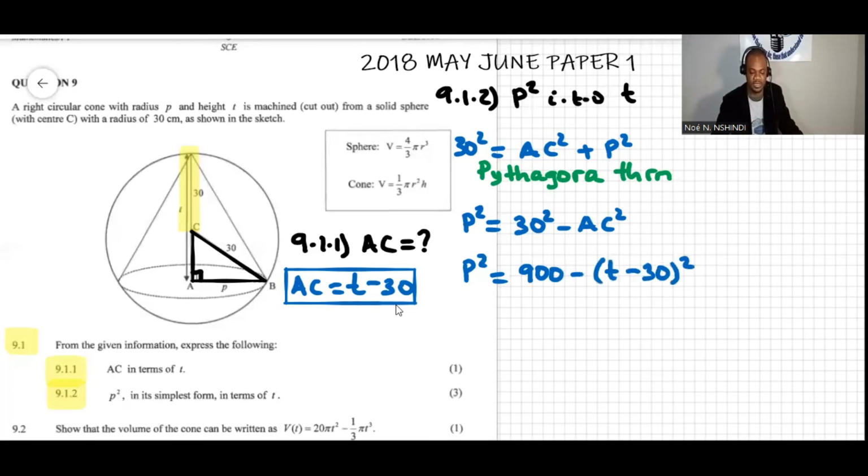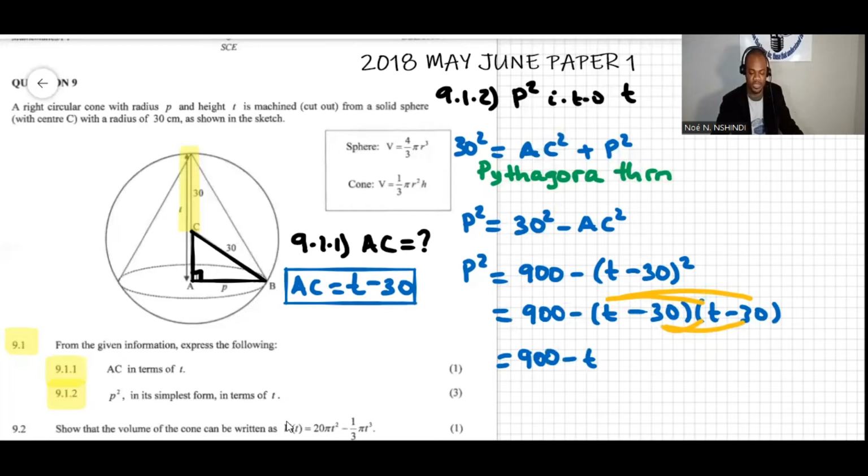And then this will be 900 minus (T minus 30) squared. Again, over here, we shouldn't say T squared minus 900. No, we must multiply it out like this. T times T, T times negative 30, negative 30 times T, and negative 30 times negative 30. This will be equal to 900 minus T squared minus 30T, and then minus another 30T, and then plus 900.